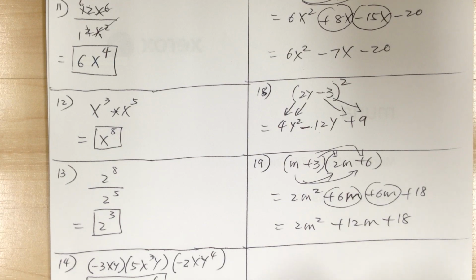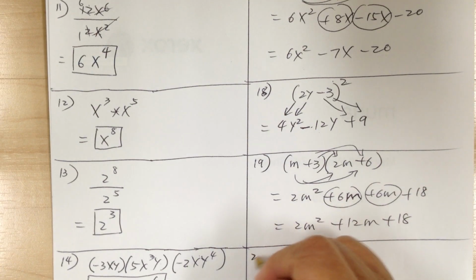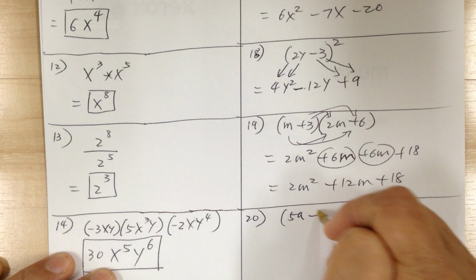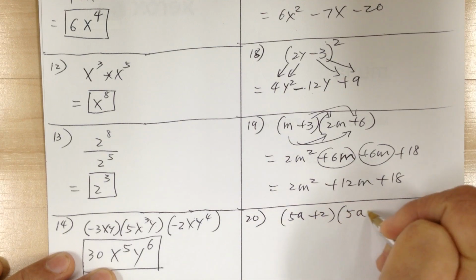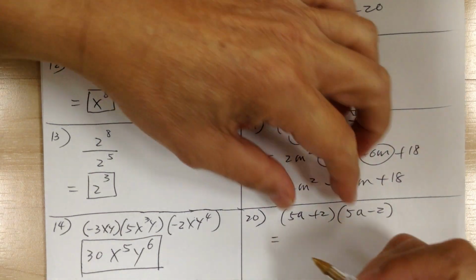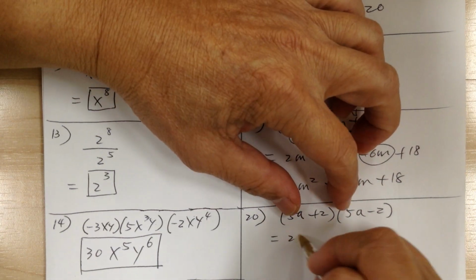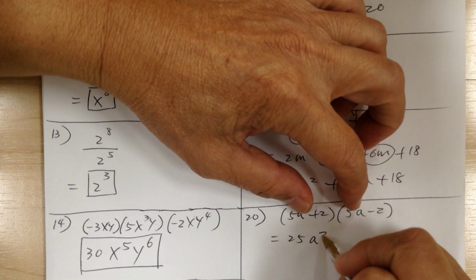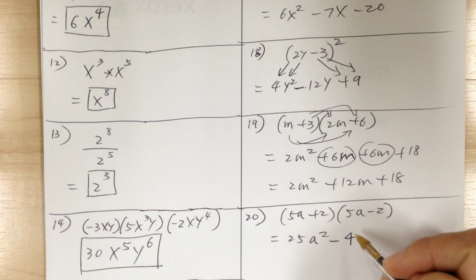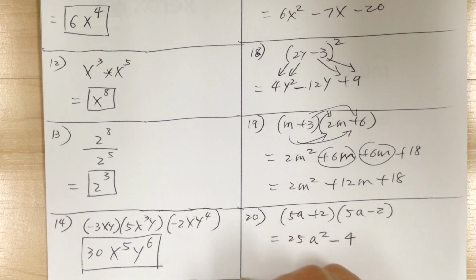Okay, let's go to the next one, number 20. Here you have 5a plus 2, 5a minus 2. So this is the conjugate. So with conjugates, you just multiply the corresponding parts. So this way, 5 times 5 is 25, a times a is a squared, plus times minus is minus, 2 times 2 is 4. Okay, and that's it.